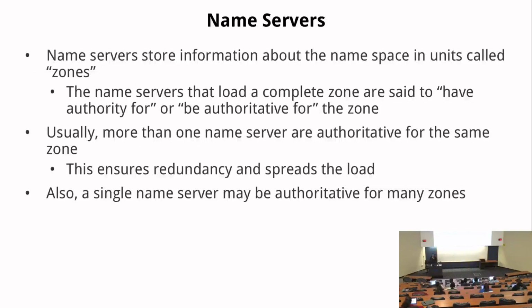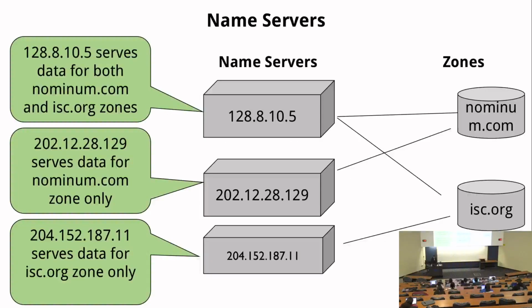Name servers store information about the namespace in units called zones. A name server that loads a complete zone is said to have authority for that zone. Usually more than one name server is authoritative for the same zone, which ensures redundancy and spreads the workload. Also, a single name server may be authoritative for many different zones.